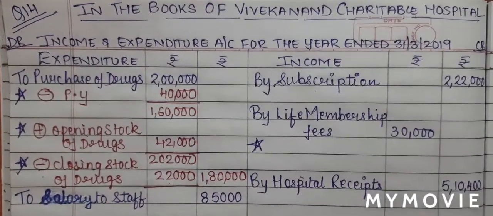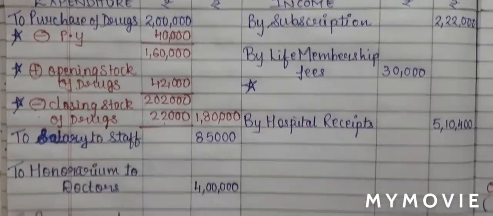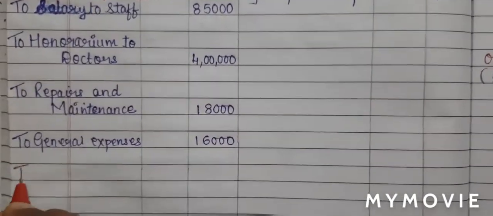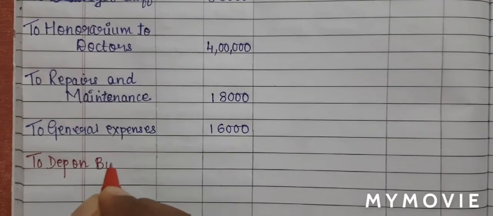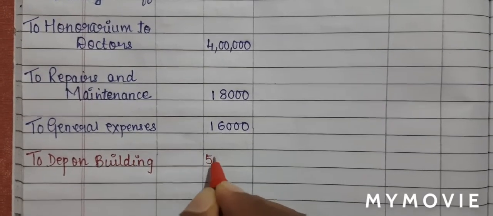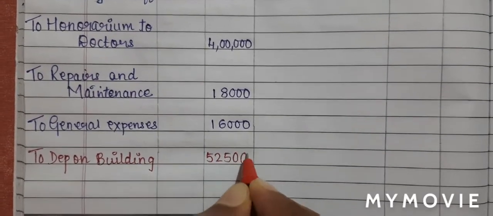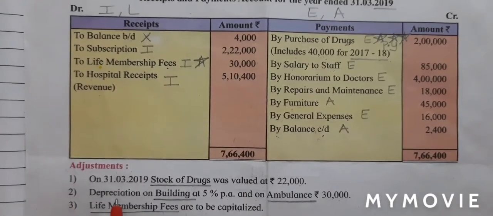Second effect for depreciation on building will be on the expenditure side. So I'll write down to dep on building. In the outer column, 52,500. We'll continue with adjustment number 2.